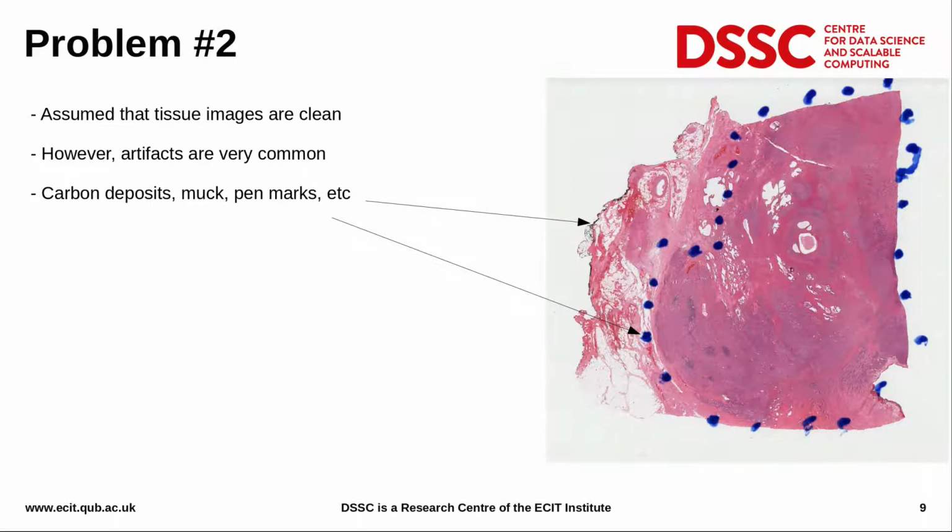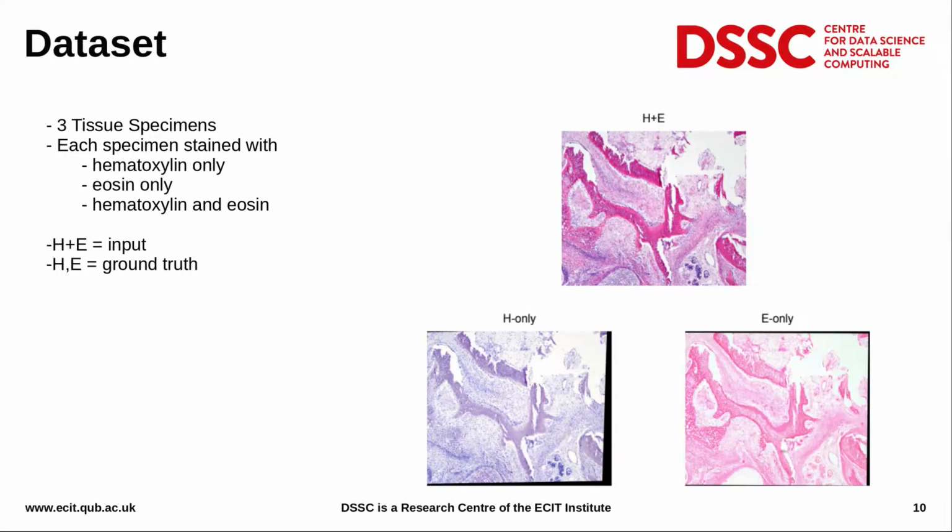Another problem is that existing methods assume that tissue images are clean. However, artifacts are very common in tissue images such as carbon deposits, pen marks, muck, air bubbles, and dust. An example from the Cancer Genome Atlas is shown here. Blue pen marks are immediately obvious, and muck can be seen around tissue edges. These areas typically cause problems with stain separation.